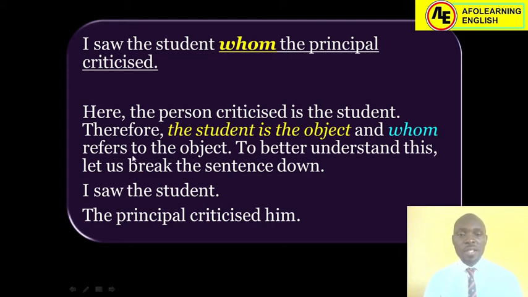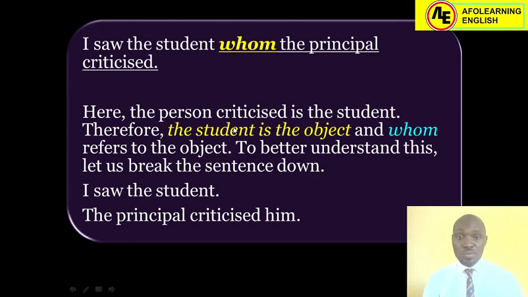Here, the principal criticized someone. And who did the principal criticize? The student. And in this sentence, whom refers to that same student. Don't forget, receiver of the action. And what's the action here? The action of criticizing done by the principal. To who? The student. Okay? So the student is the object and whom refers to the what? To the object. And I repeat that the student is the what? Object. And whom refers to that same what? Object.